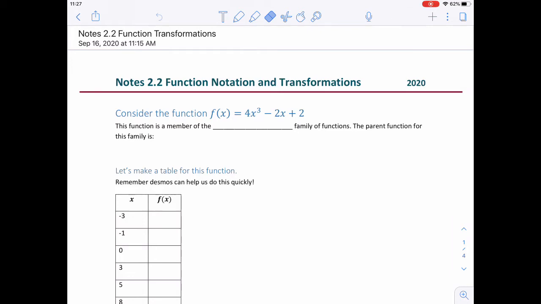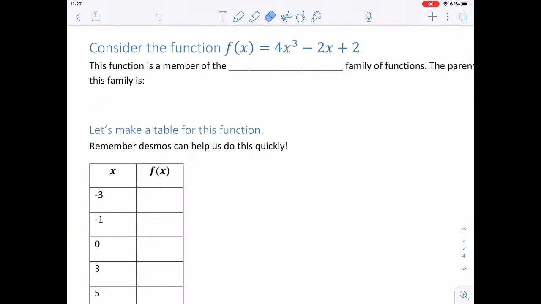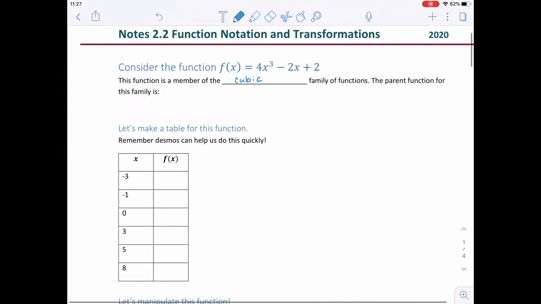Today we're going to be looking at function transformations. So we're going to consider a function f of x equals 4x cubed minus 2x plus 2. So this function is a member of the cubic family. And its parent function is going to be, we could say f of x equals x cubed, or we could say y equals x cubed. So this is a polynomial function that belongs to the cubic family.